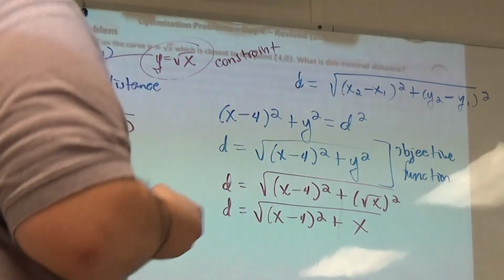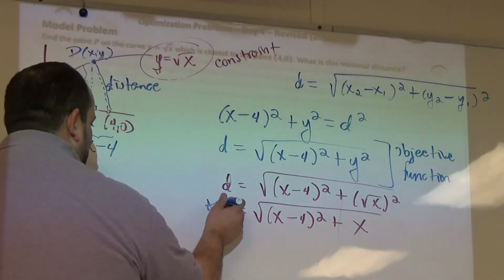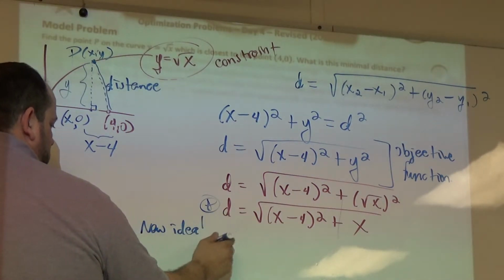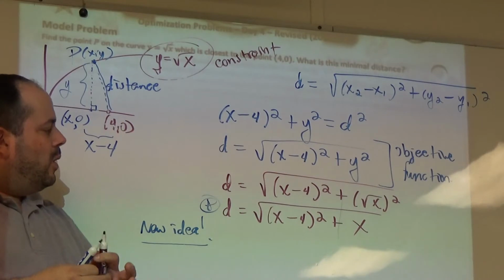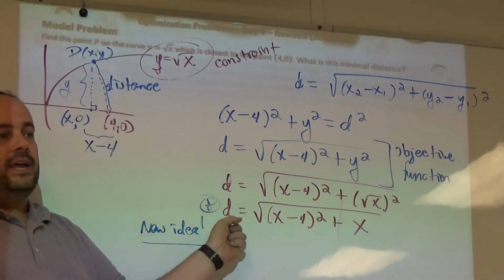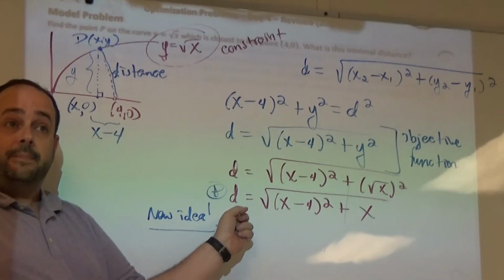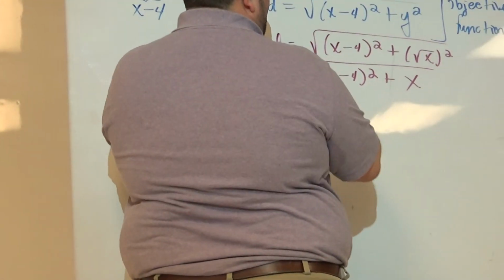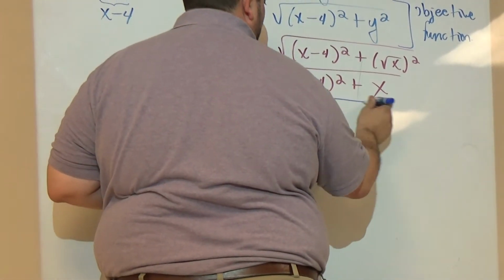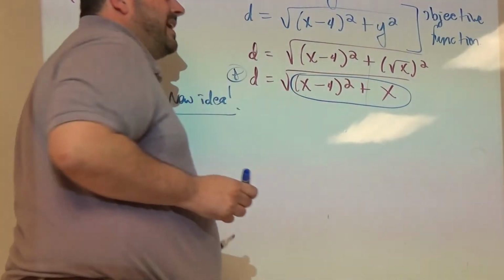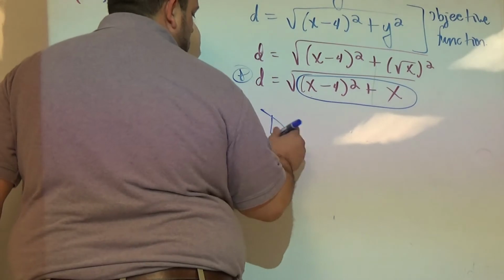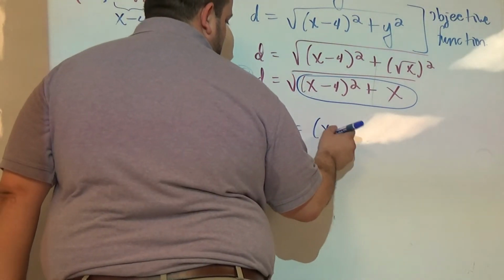And so this is where I want to interrupt with a new idea. Okay, here's the new idea. My goal is to make this value here small, as small as I possibly can make it. Instead of focusing on the square root of all the stuff, I'm just going to focus on the stuff underneath the square root sign. I'm going to define a new objective function called big D.